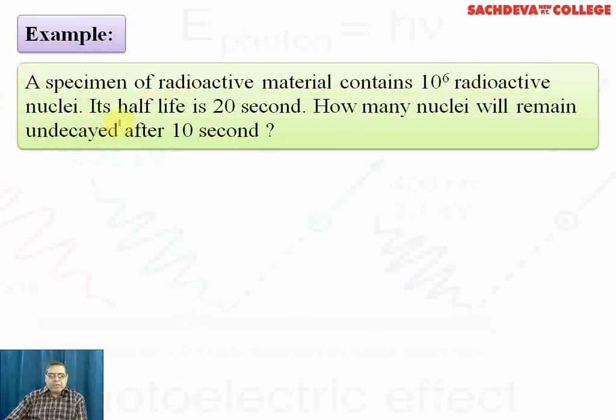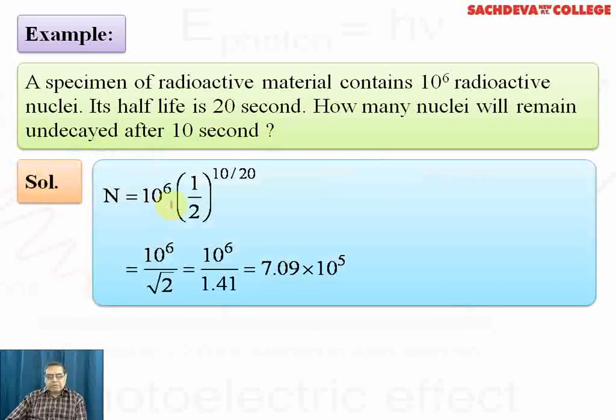Now for the next example, a specimen of the radioactive material contains 10 to the power 6 radioactive nuclei. Its half-life is 20 seconds. Half-life means the time in which half of the sample disintegrates. How many nuclei will remain undecayed after 10 seconds?